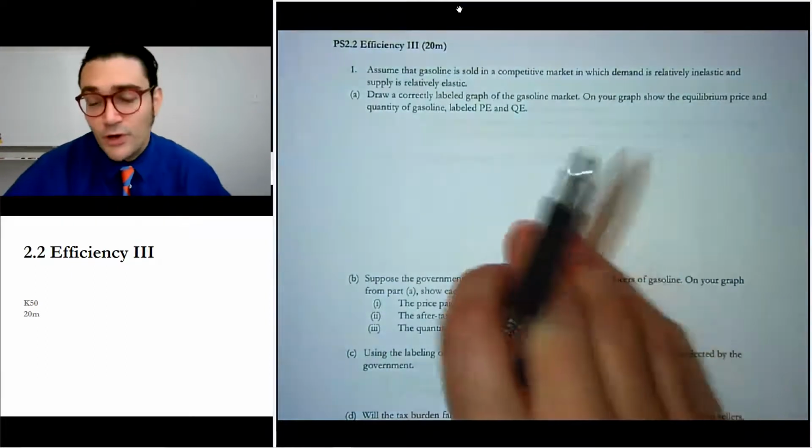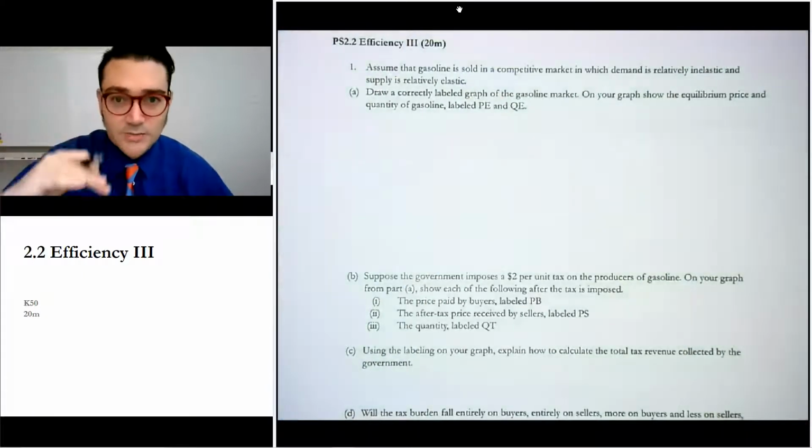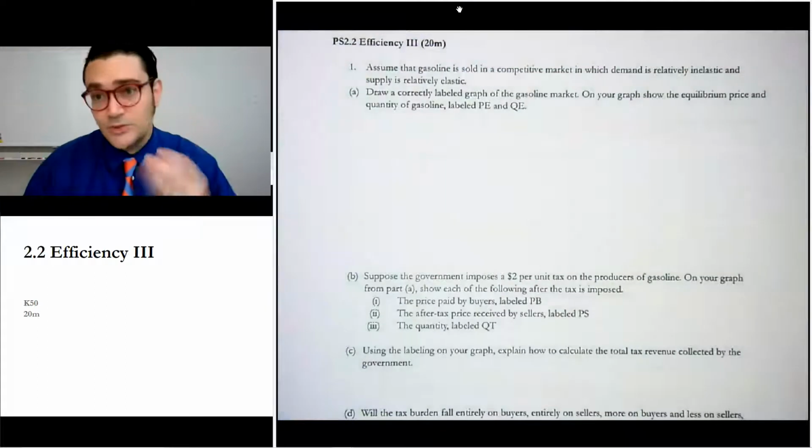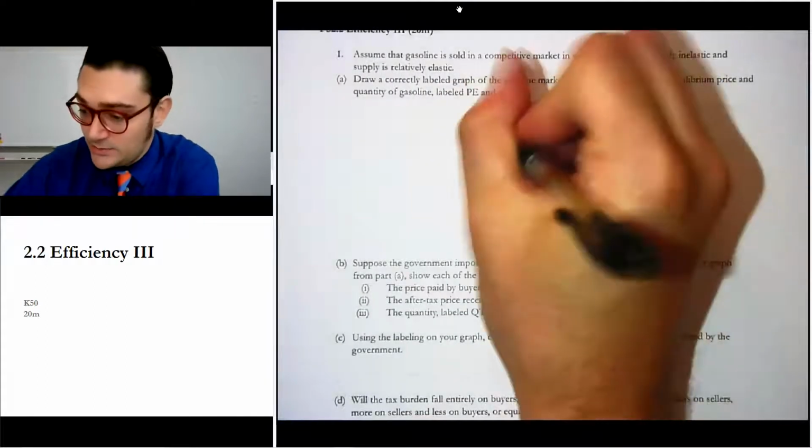Now, when you draw this, it's a little tough to do the demand inelastic and the supply elastic. That's okay, but do your best. On your graph, show the price and quantity labeled PE and QE. So we're going to do this.